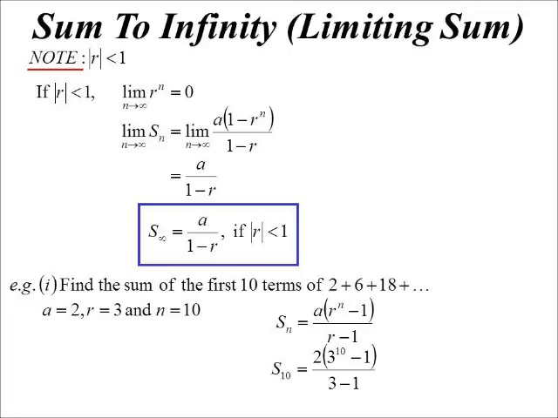Now, I must admit I set this question up quite nicely. So that, oh, look at the bottom, 3 - 1 is 2. That cancels with the 2. How lucky am I? So I get 3 to the power of 10 minus 1, which is 59,048. Of course, they don't all work out that nice.